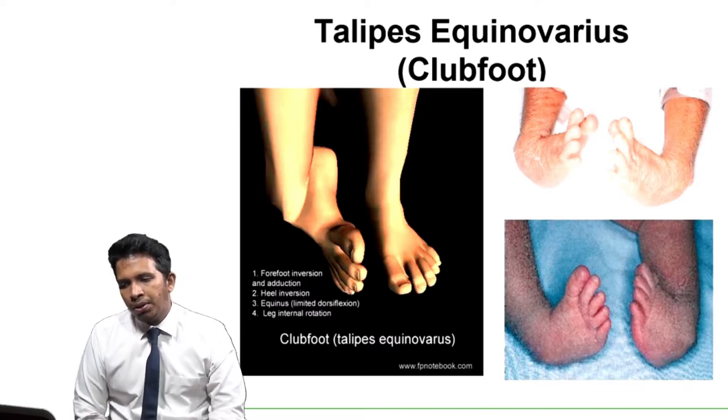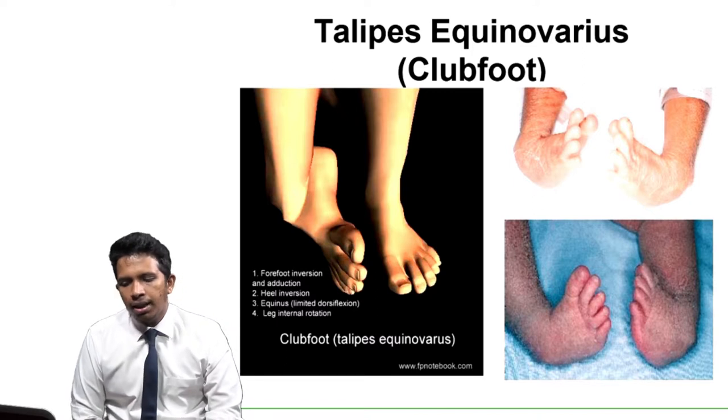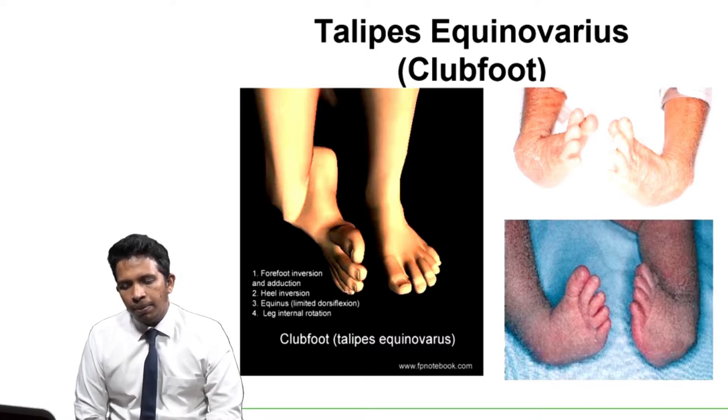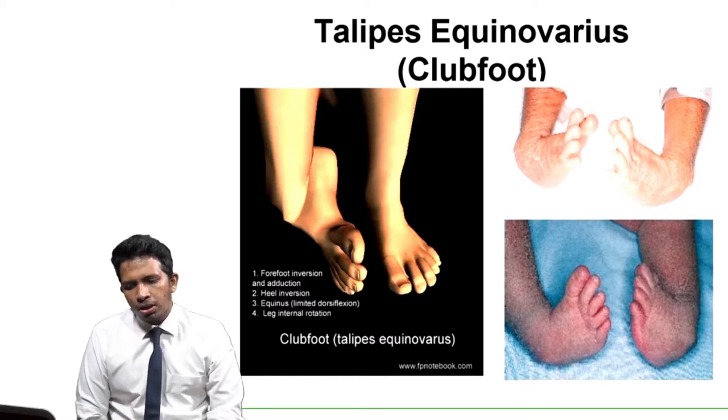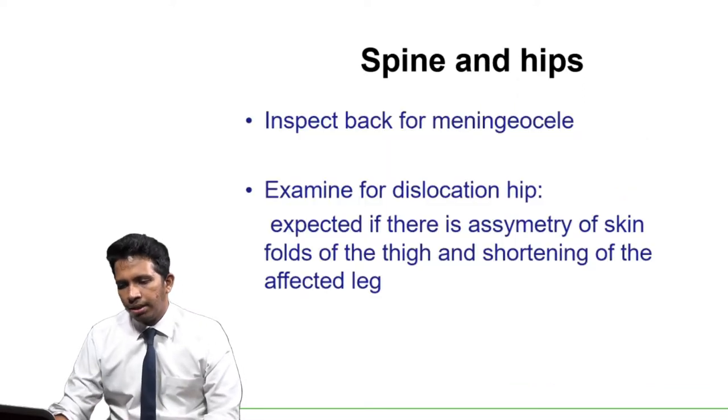Then talipes equinovarus is another condition, it's not common, where the child's forefoot is inverted and adducted, the heel is also inverted, there is limited dorsiflexion, and the leg is internally rotated. There is no proper cause for this, it just tends to happen, and sometimes there can be secondary causes, which is very rare.